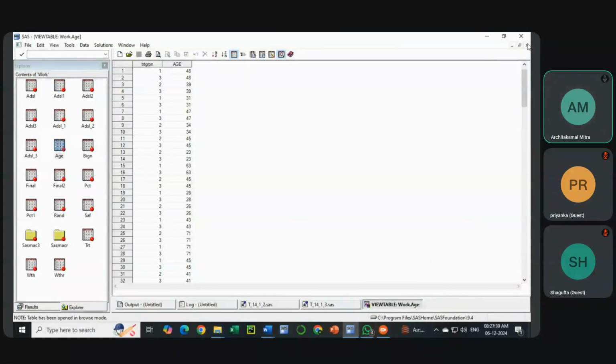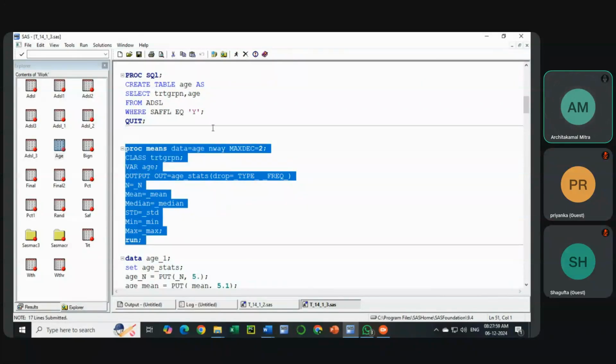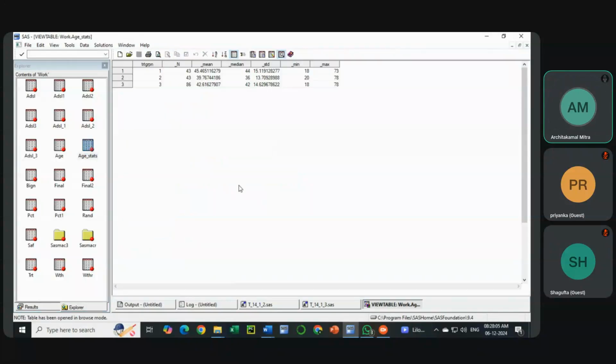So this is a very simple listing, a very simple table. We have the treatment and the age. Now you just do the proc means, which you have already done. Proc means data. We need a maximum of 2 decimals. This is the class, this is the variable, and this is the output. We need n, mean, median, min, max. Just execute it, and we are done. Age underscore stats. See? For one group, we have n this, mean this, median this, standard deviation this, minimum this, maximum this. For the first group, we have minimum age 18, maximum age 73. For the second group, minimum age 20, maximum age 70. In total, the minimum age will be this and the maximum age will be this.